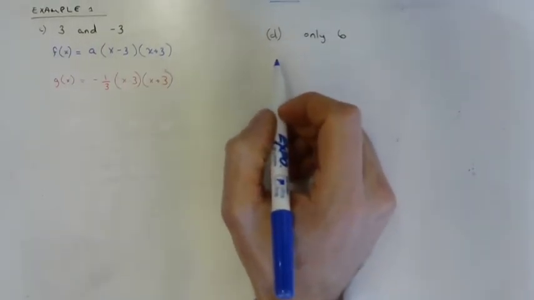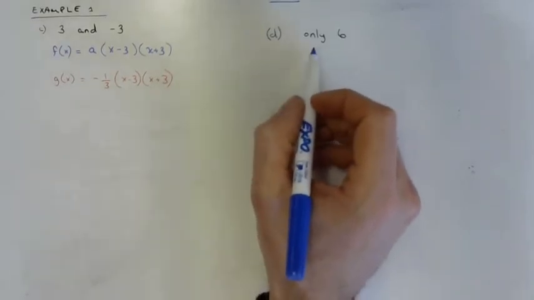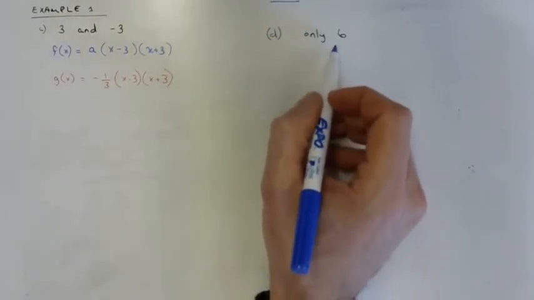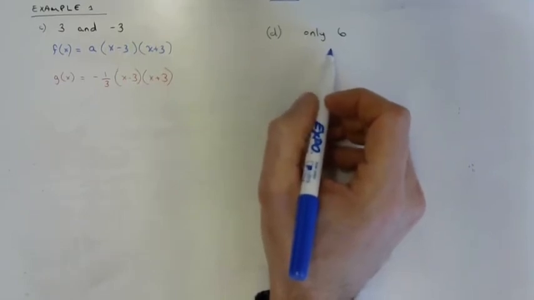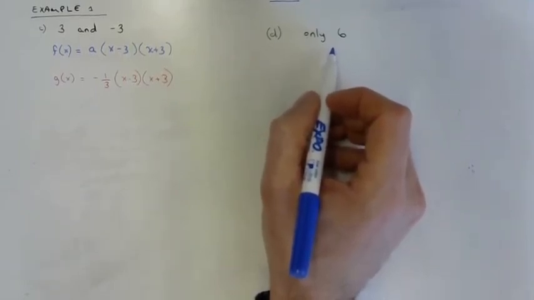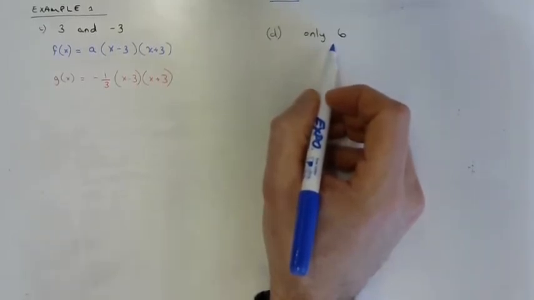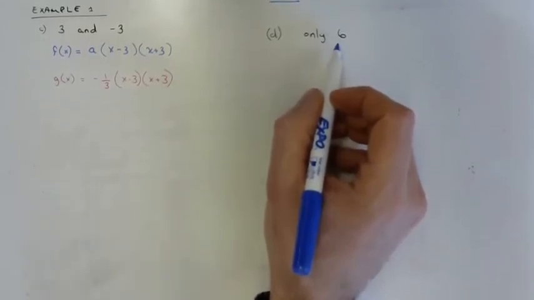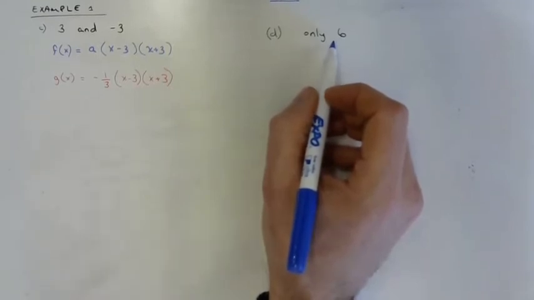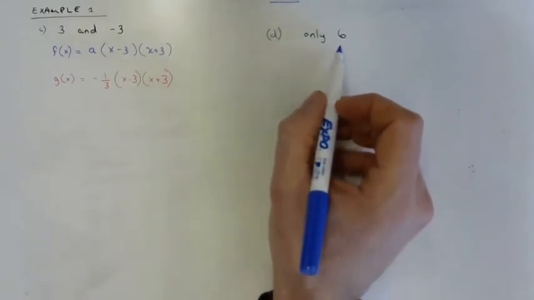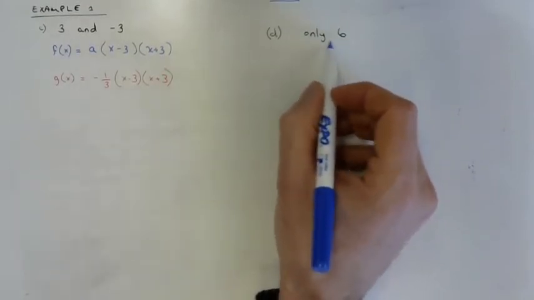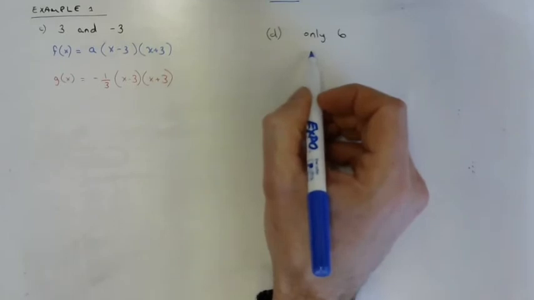Right? D is a key example, so please pay attention. It says that the only root is 6. Remember, a root is a value of x that causes the value of the function to be 0, but it's still a quadratic. So if 6 is the only root, and there still needs to be 2 factors, it turns out that it causes a double factor. So what is the factor that has a root of 6?